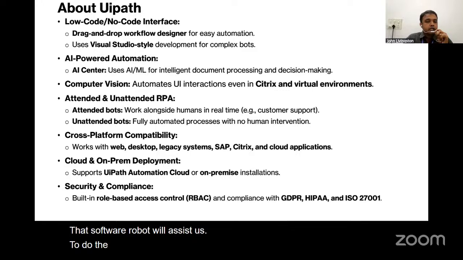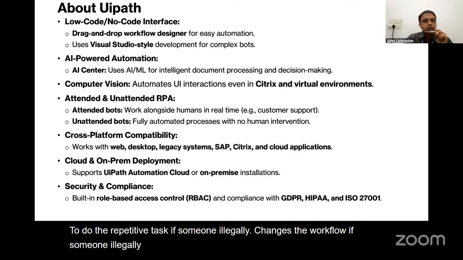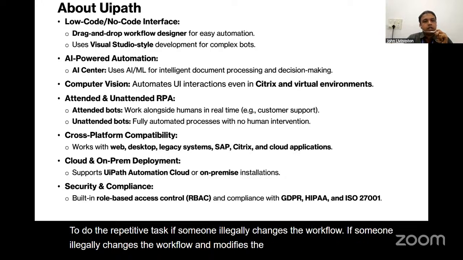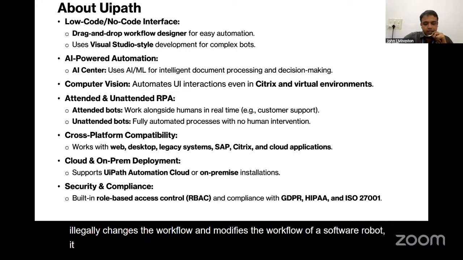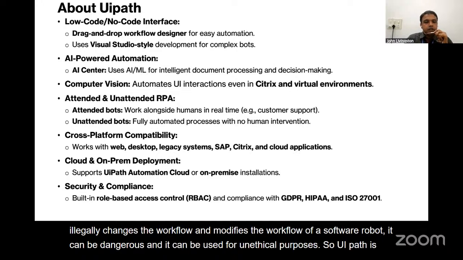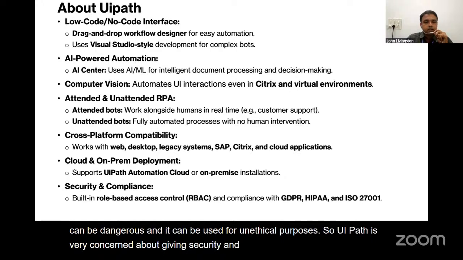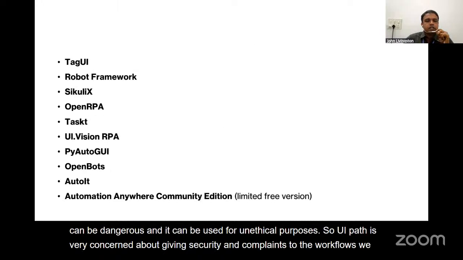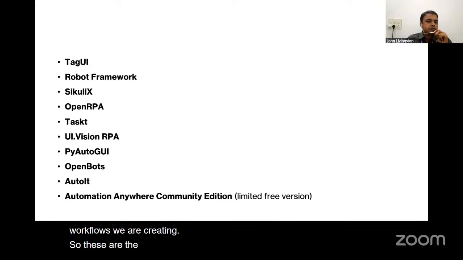If someone illegally changes the workflow and modifies the workflow of a software robot, it can be dangerous and it can be used for unethical purposes. So UiPath is very concerned about giving security and compliance to the workflows we are creating. So these are the things; now, other software that is open source.